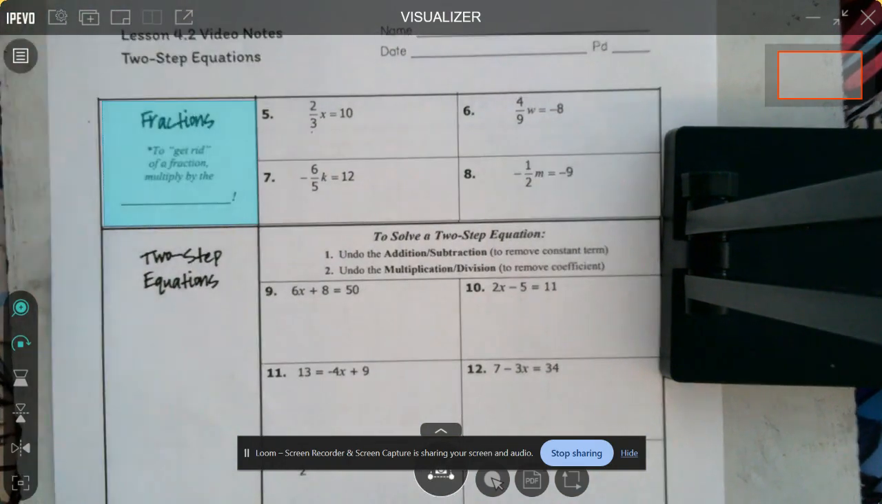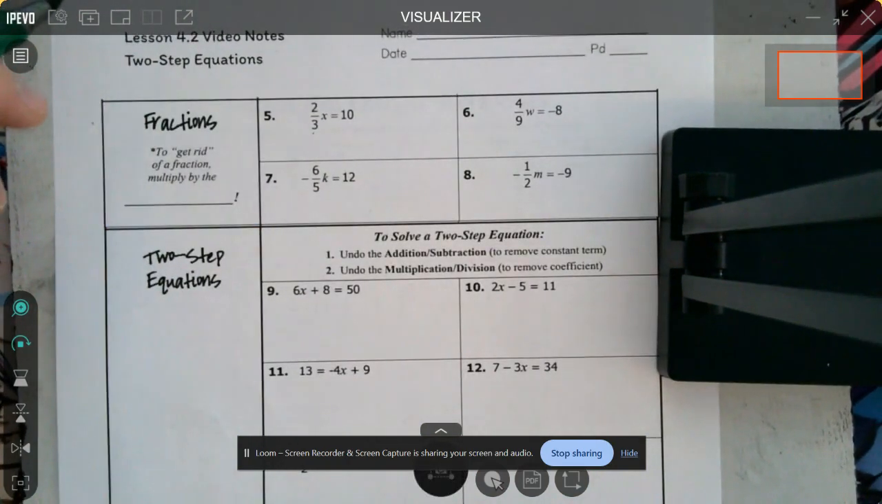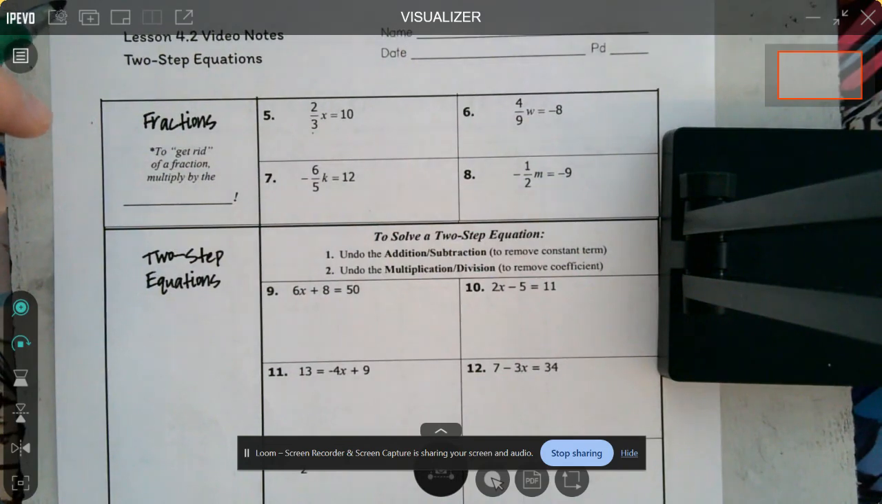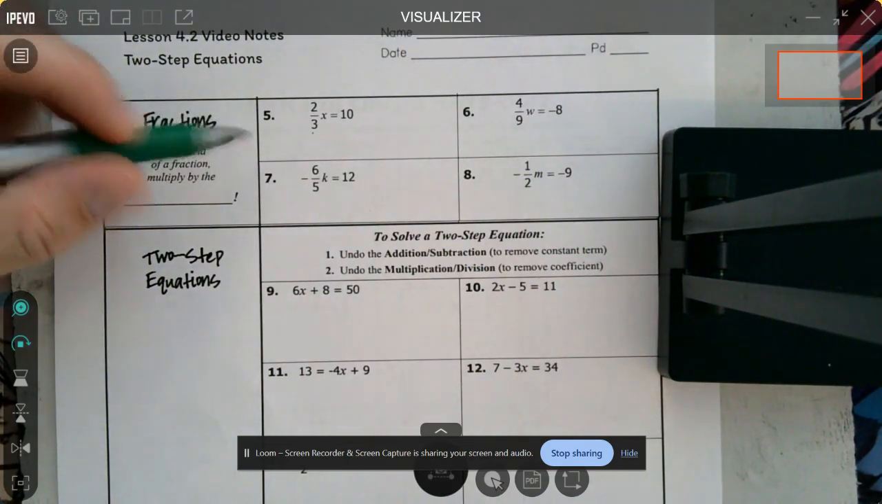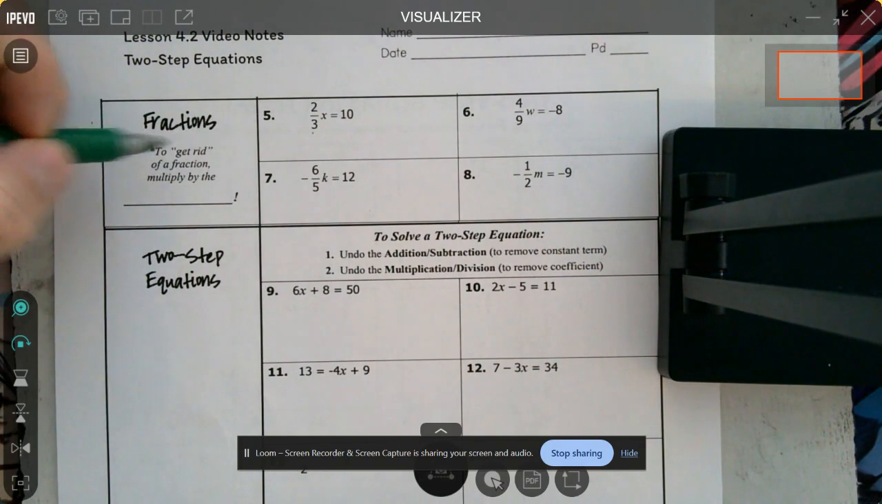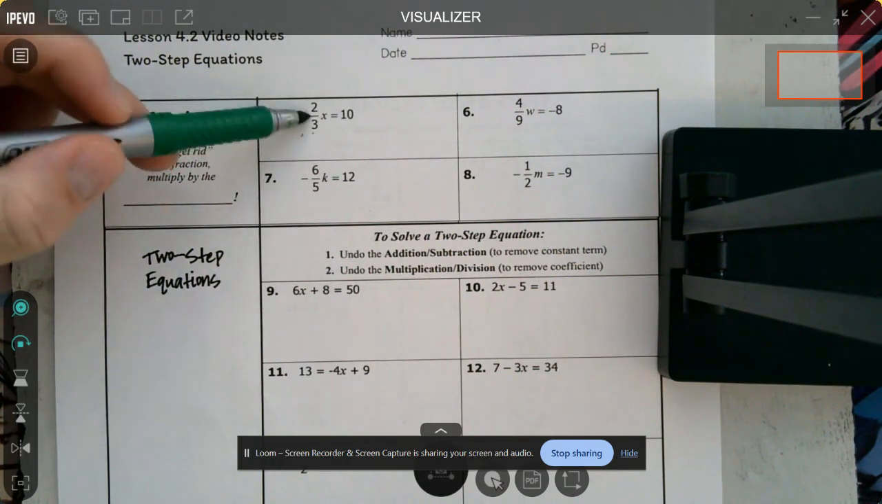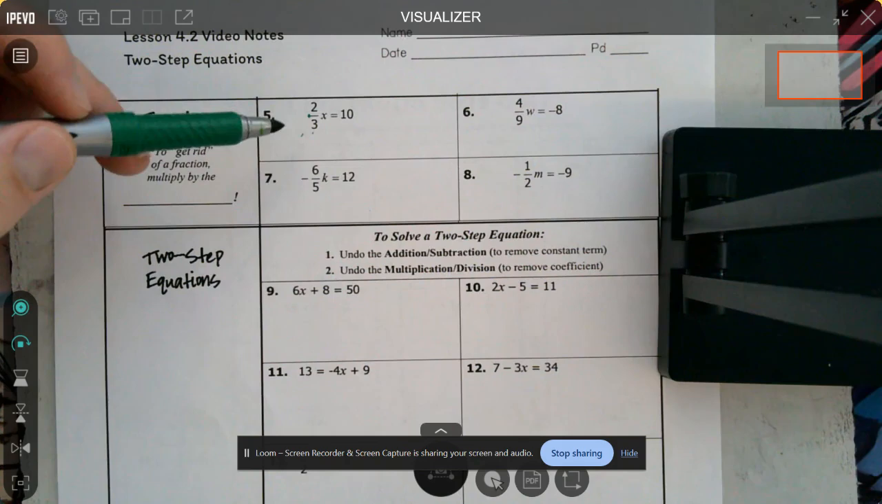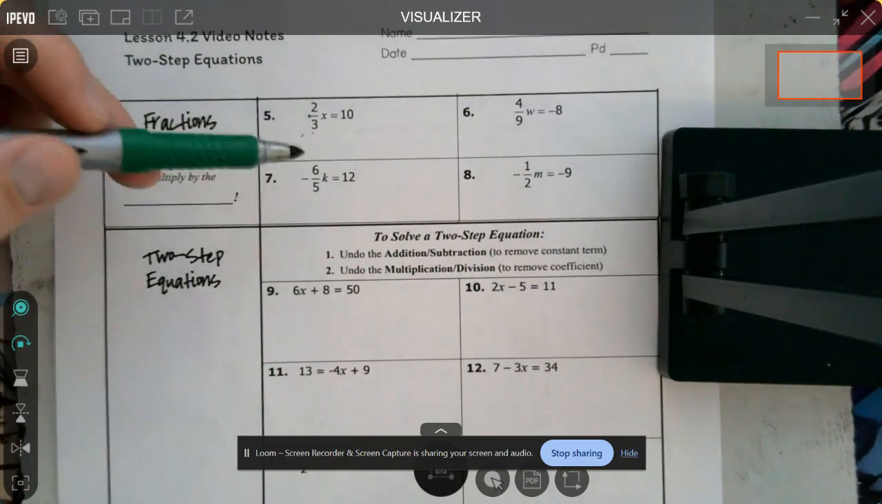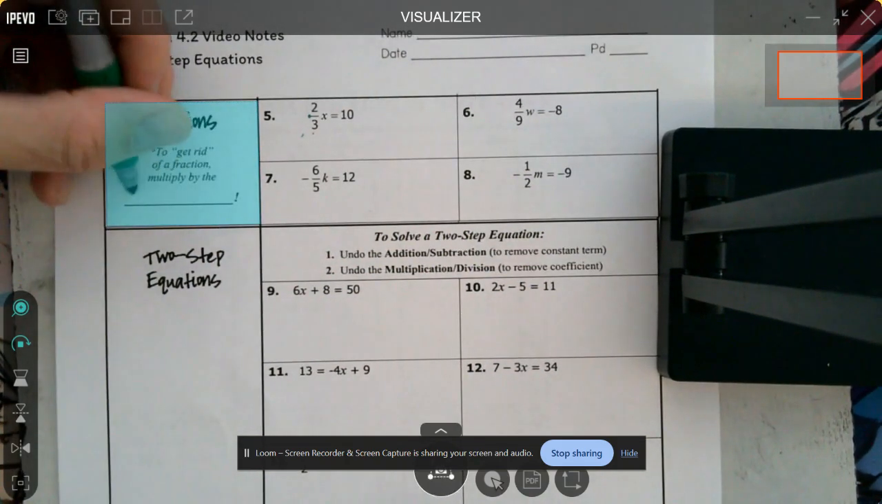4.2 video notes, two-step equations. Let's begin. So let's review one-step equations with fractions real quick. To get rid of a fraction, like in number 5, this is multiplication. To get rid of multiplication, we divide. But when you divide by a fraction, you multiply by the reciprocal.